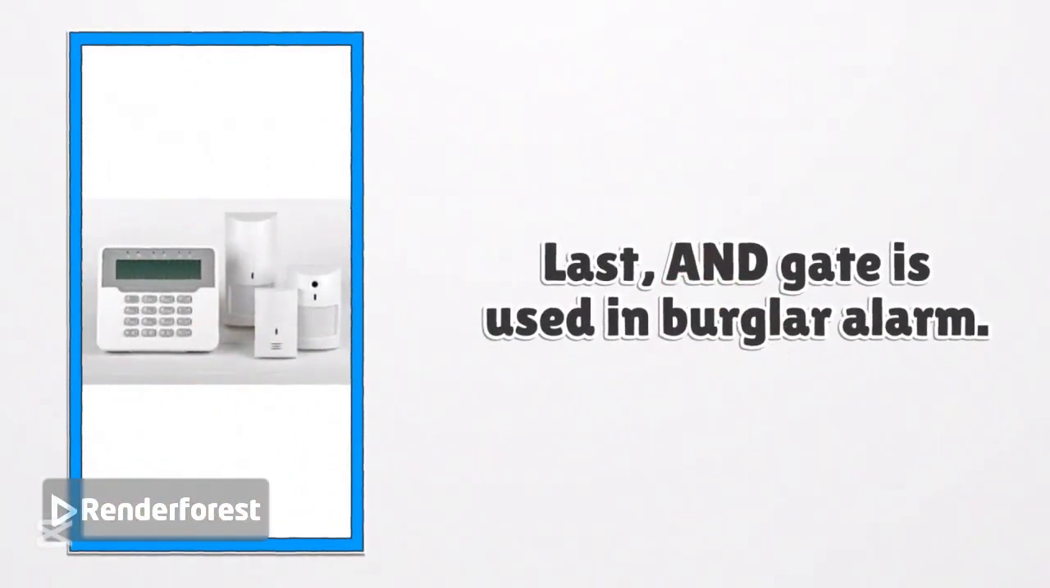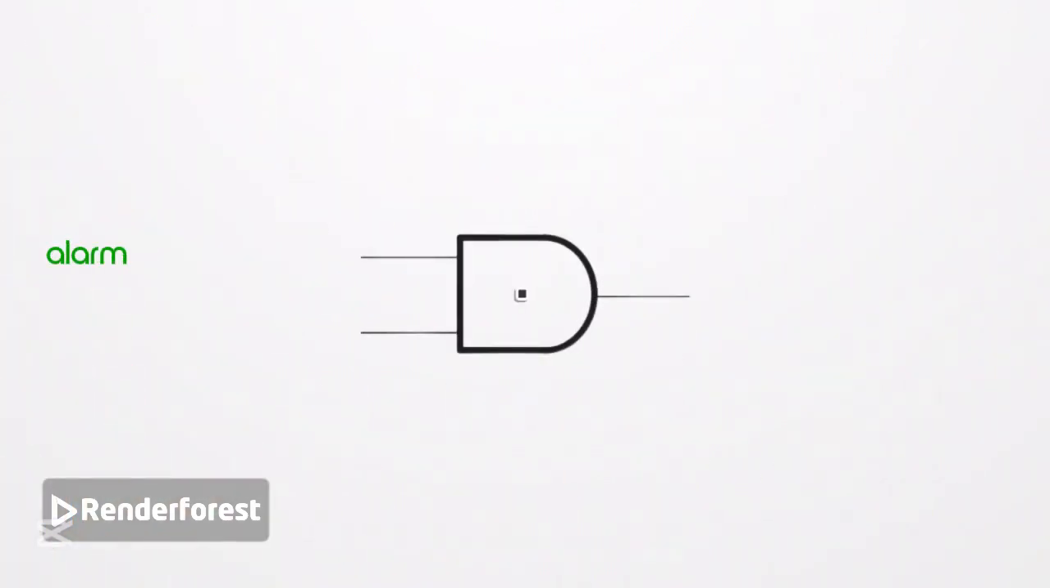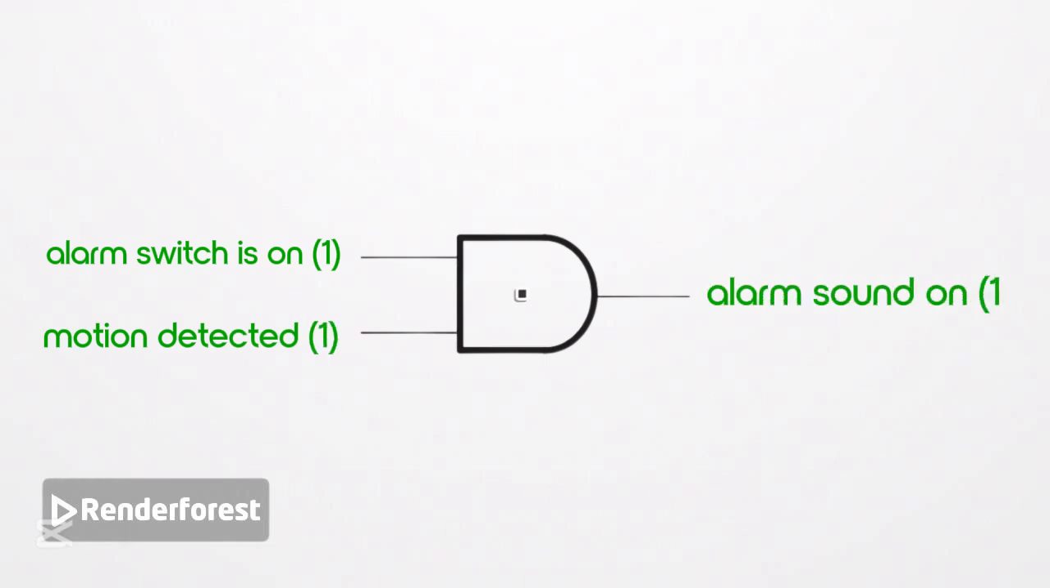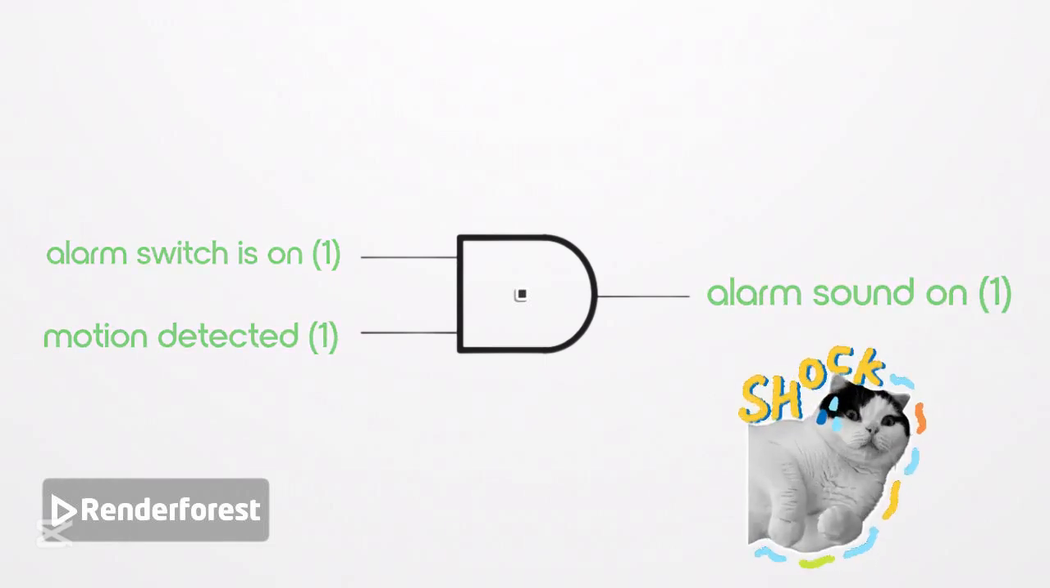Lastly, an AND gate is also used in a burglar alarm. If you turn on the alarm switch, but no motion is detected, the alarm will not sound. It will only sound when the switch is on and motion is detected. That concludes the crash course on diode logic AND gate.